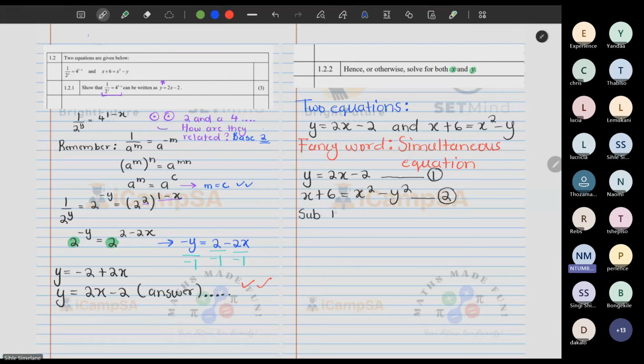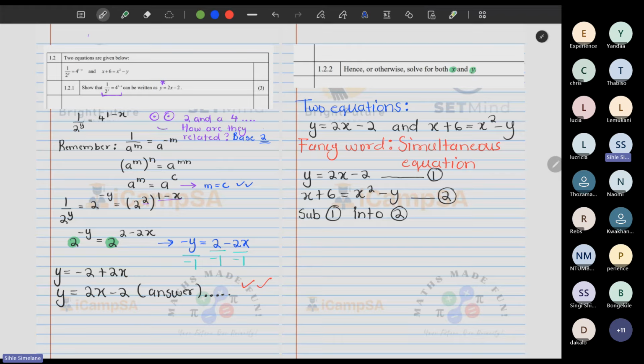Sir, the equation 2 is mistaken. Yeah, I'm not supposed to have a y squared here. Thanks for that. So what we are going to do is substitute equation 1 into equation 2, because equation 1 already has y as the subject of the equation.